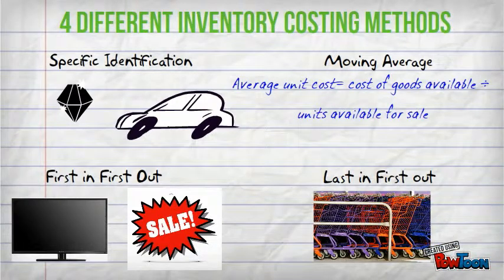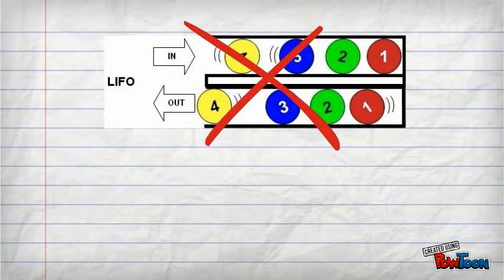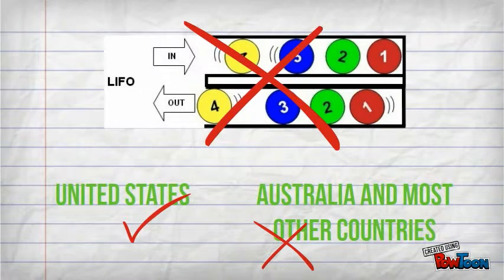Lastly, LIFO is the method for which cost of goods sold is determined on the assumption that the last unit of inventory purchased or manufactured is the first unit sold. LIFO is not within international financial reporting standards. Although it is permitted by US GAAP, LIFO is banned in Australia and most other countries.